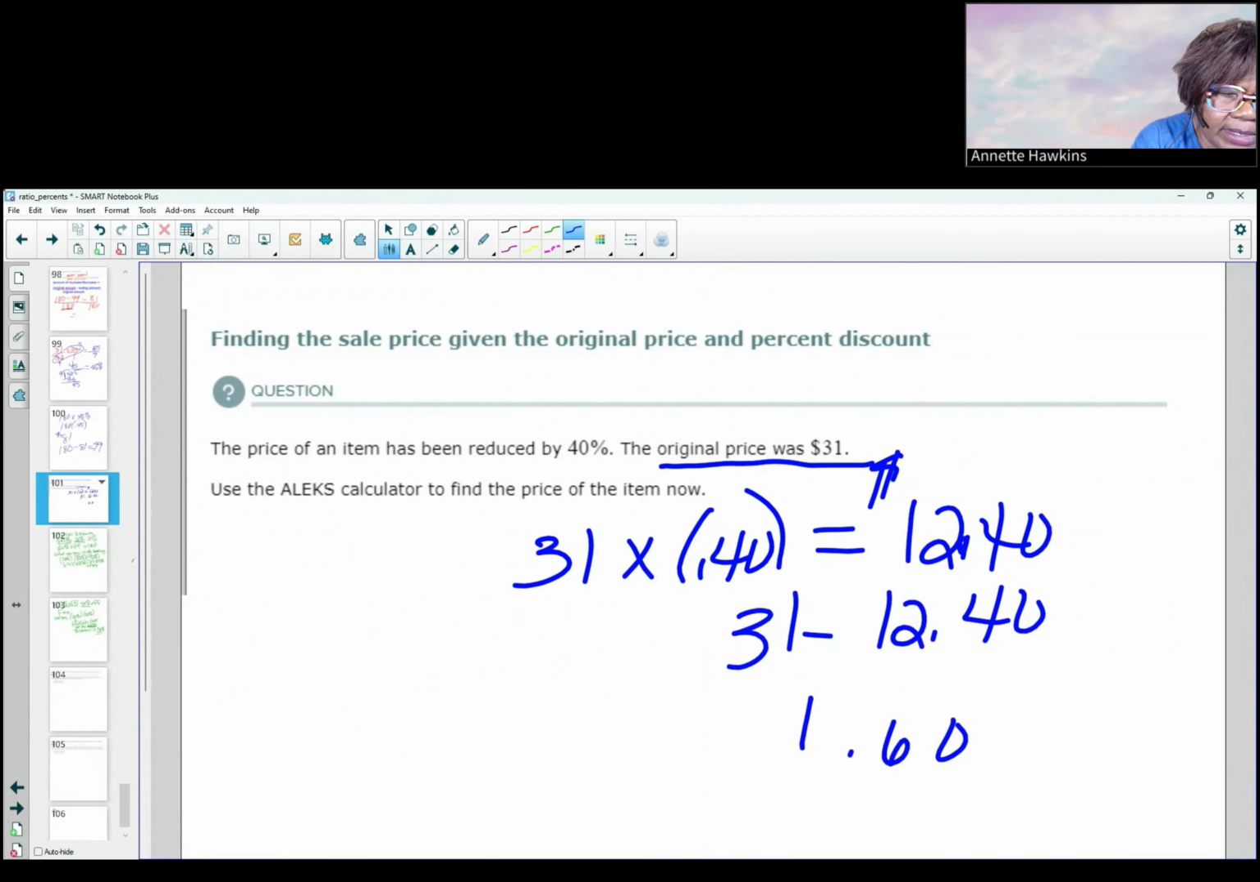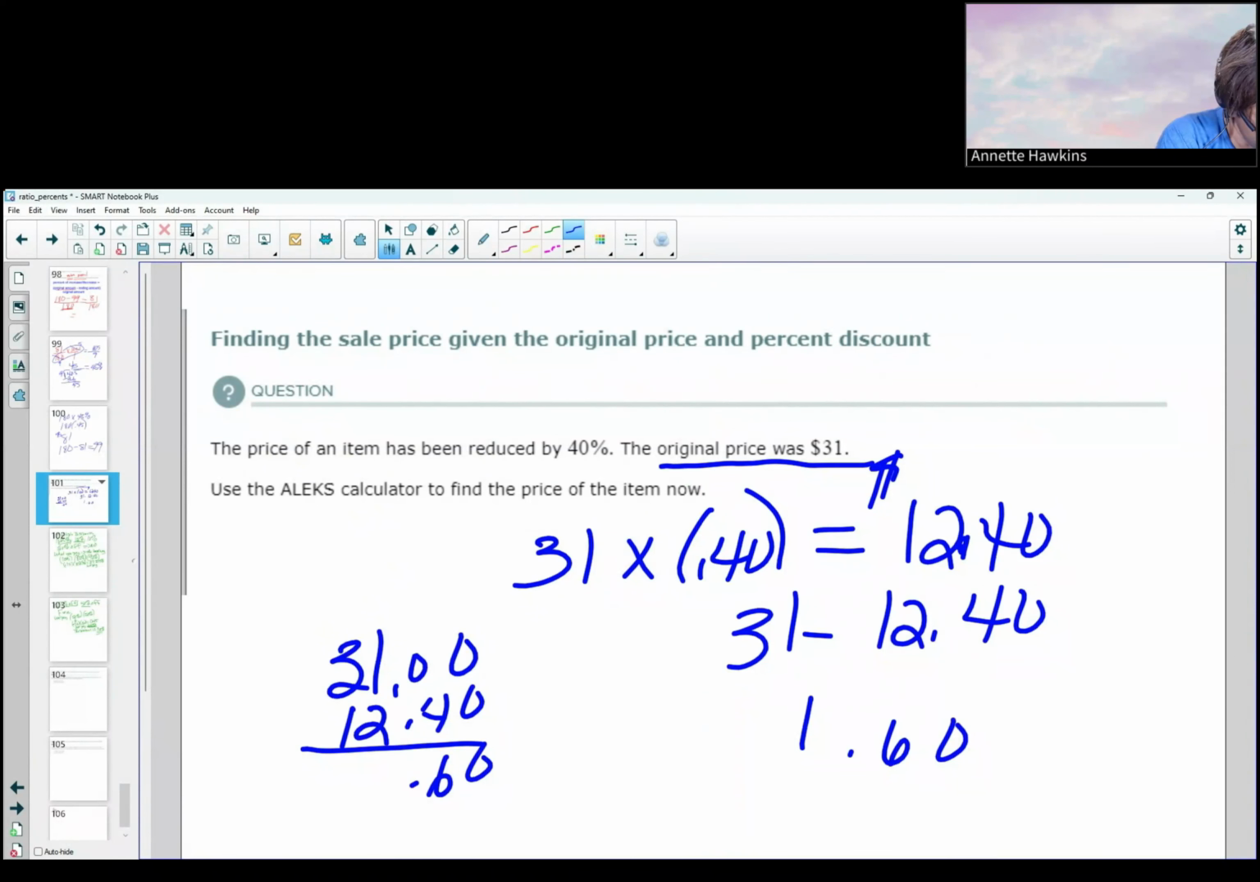And so that's going to be what, 18? Let me double check. So 10, yeah. So 18.60.